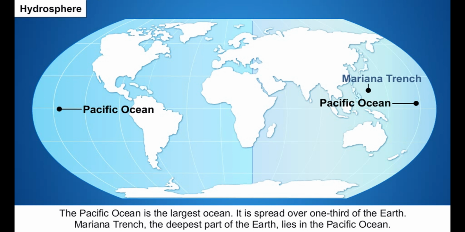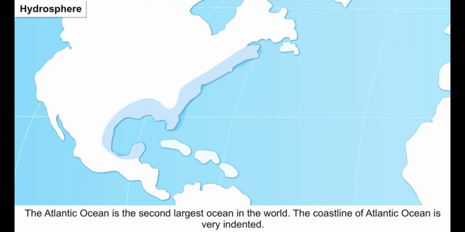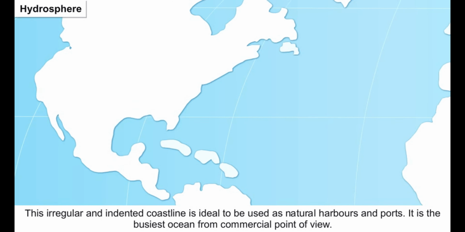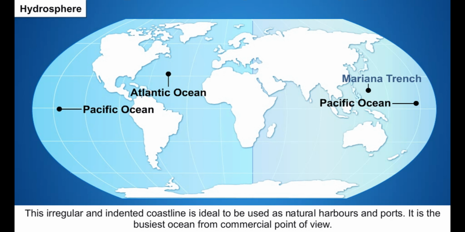Mariana Trench, the deepest part of the Earth, lies in the Pacific Ocean. 2. The Atlantic Ocean is the second largest ocean in the world. The coastline of Atlantic Ocean is very indented. This irregular and indented coastline is ideal to be used as natural harbors and ports. It is the busiest ocean from commercial point of view.